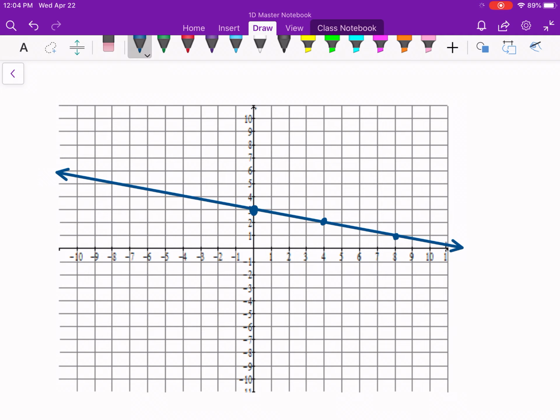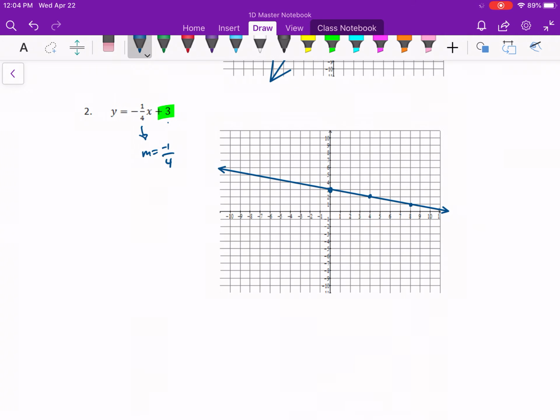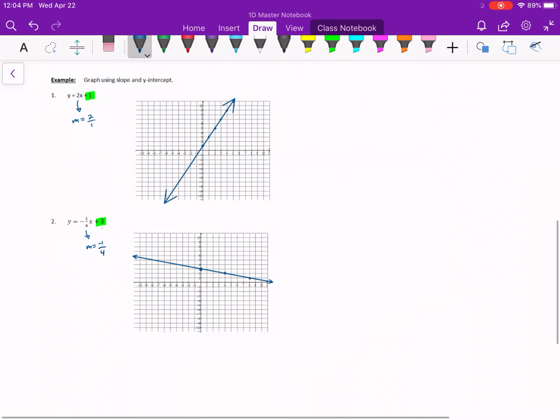Notice how I'm filling up the whole grid, though. I always think you should do that. Don't make stubby little graphs. They're not very pleasing to look at, and they're not very useful either. So what you should do is always fill up the whole graph like I've done. So that's how we graph something using y equals mx plus b.